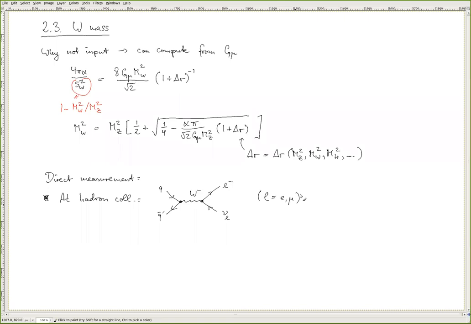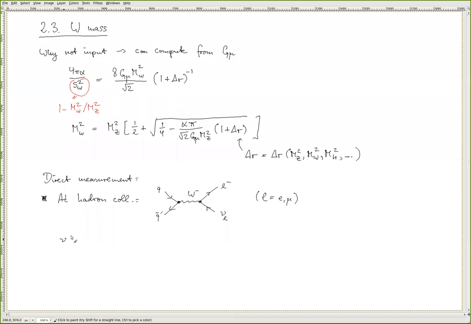We only see one lepton, and then we see some momentum imbalance. But at a hadron collider, you don't really know what the total momentum of the incoming quark and antiquark is. So you cannot use momentum conservation to exactly reconstruct the momentum of the neutrino, then reconstruct the invariant mass of the neutrino-lepton pair, and from that get the W mass, right? So that's not possible. So the momentum of the neutrino is unknown.